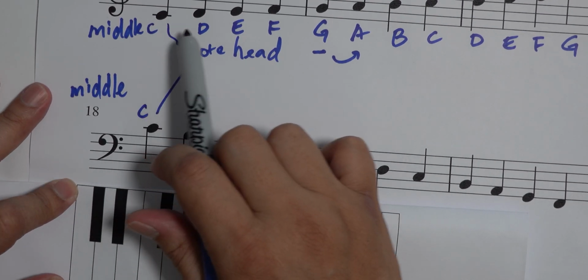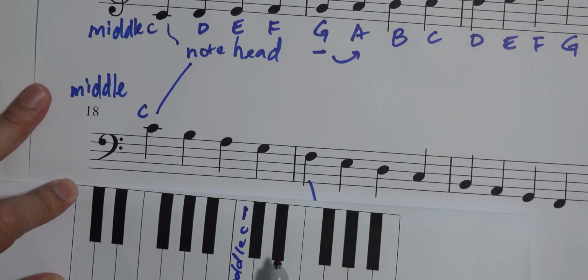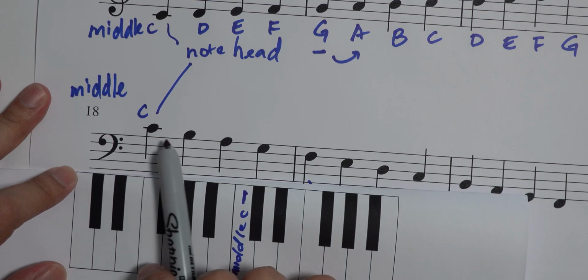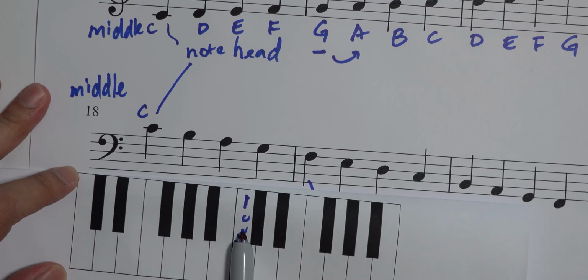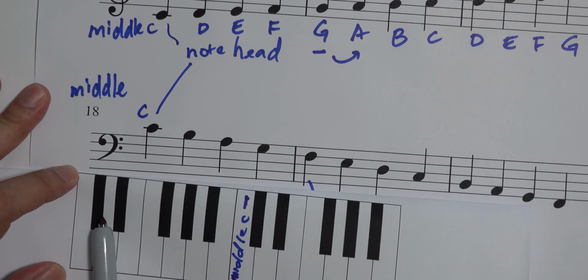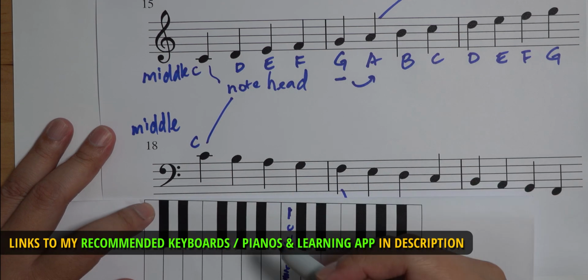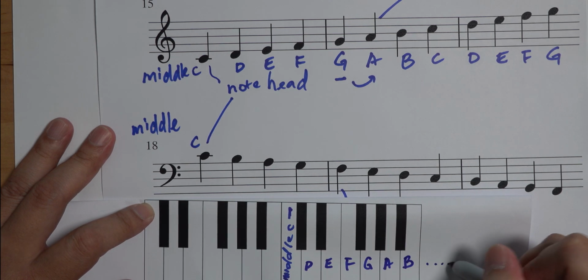The notes here on the treble clef are moving upwards, and therefore they will move towards the right of the keyboard. Whereas the notes represented here on the bass clef are moving down, and your notes will be moving downwards. If you look at the notes here, C, D, E, F, G, they will be represented here on the keyboard. D, E, F, G, A, B, etc.